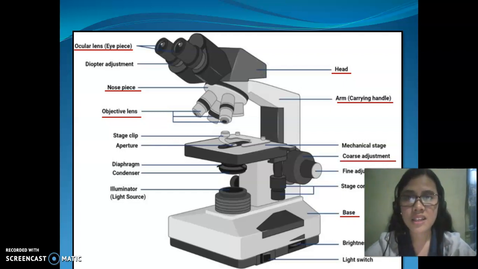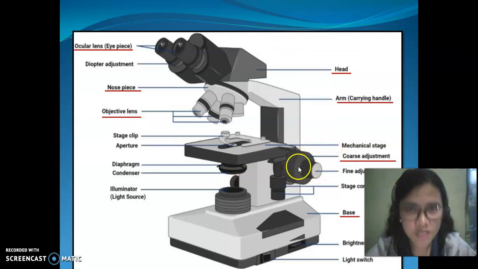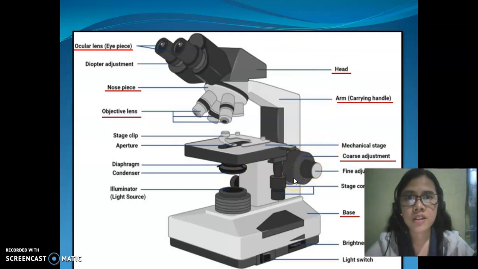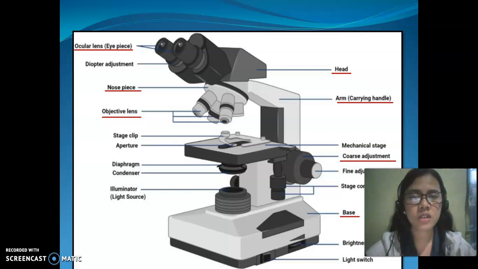Next one is the adjustment knobs. These are knobs that are used to focus on the microscope, as you can see in the picture. There are 2 types of adjustment knobs, the fine adjustment knobs and the coarse adjustment knobs. The coarse adjustment is used to focus the microscope. It is always used first, and it is used only with a low power objective.